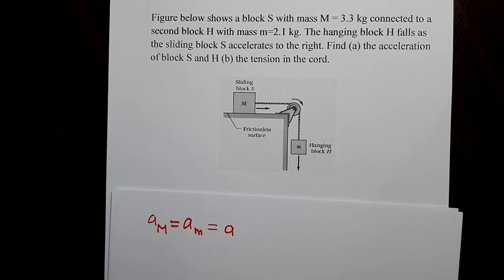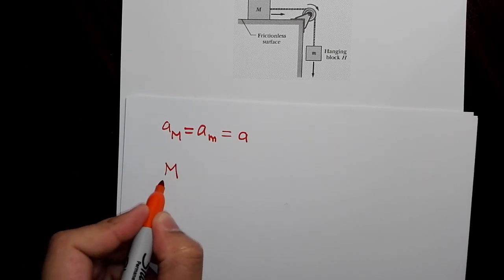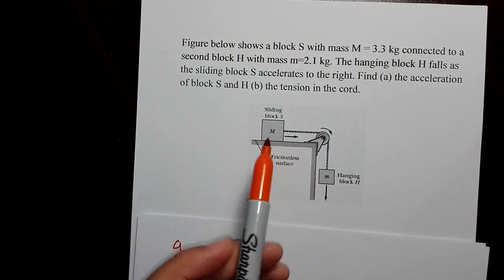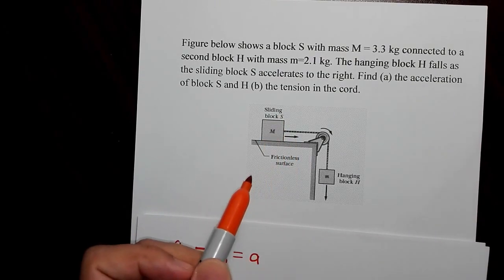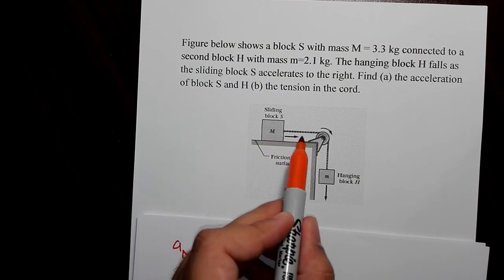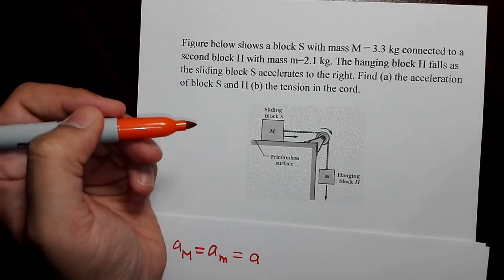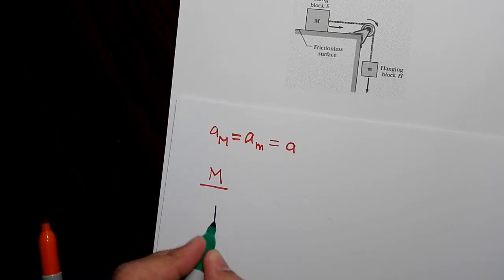Now the first thing to do for the masses is to draw the free body diagram. So for the mass capital M, you have to think about the forces acting on it in the horizontal and vertical directions. This block has tension acting on it in the horizontal direction, and normal force and weight. Okay, so here you go. The free body diagram is this.